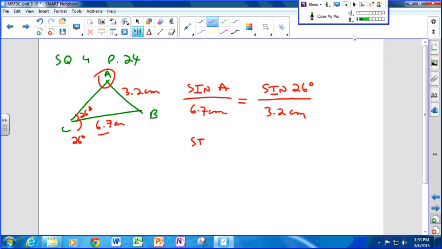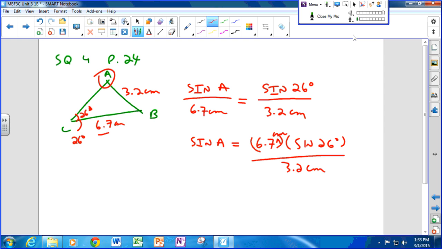So sine A equals 6.7 times sine 26 degrees over 3.2 centimeters. Actually, these are centimeters up here too. I should be consistent. Okay, that looks pretty good. And now I'm just going to work all that out, and we're going to end up with a number, right?